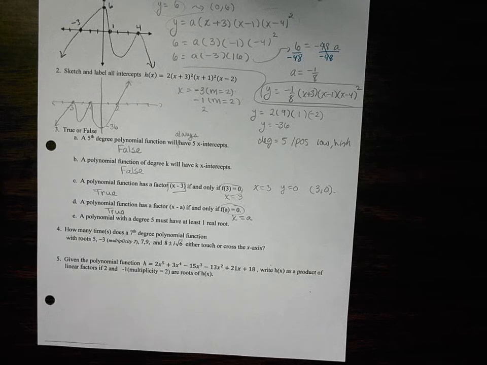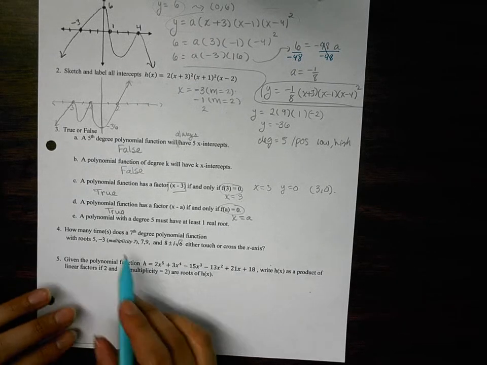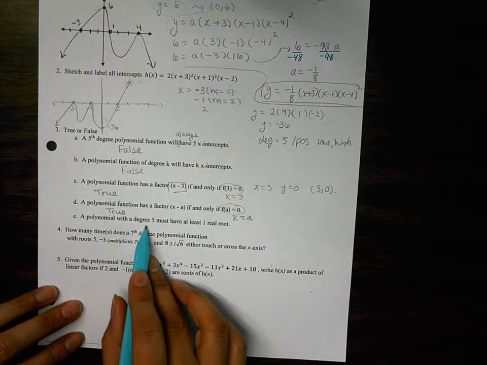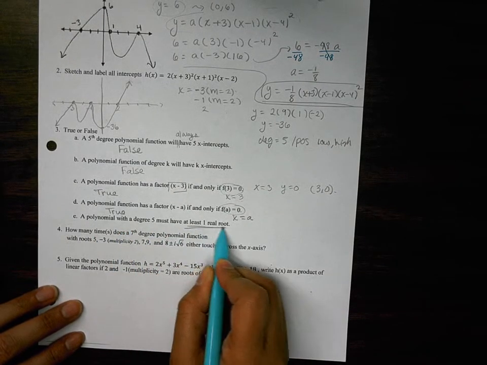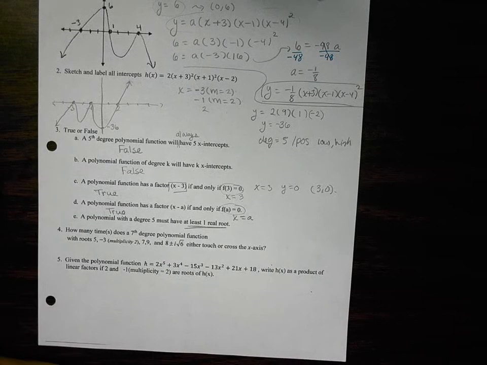Okay, questions on A, B, C, D? Next one. A polynomial function with a degree 5 must have at least one real root. True?